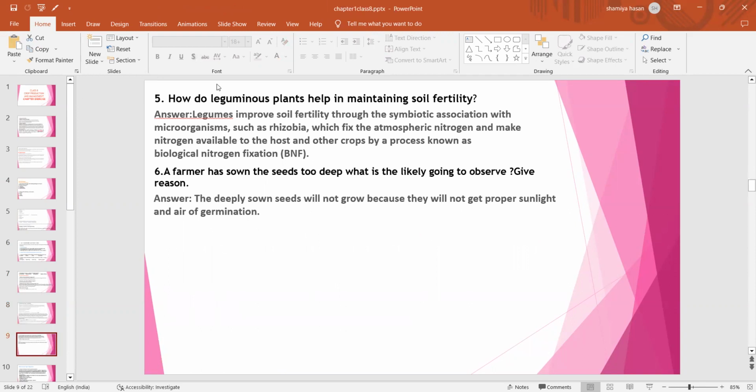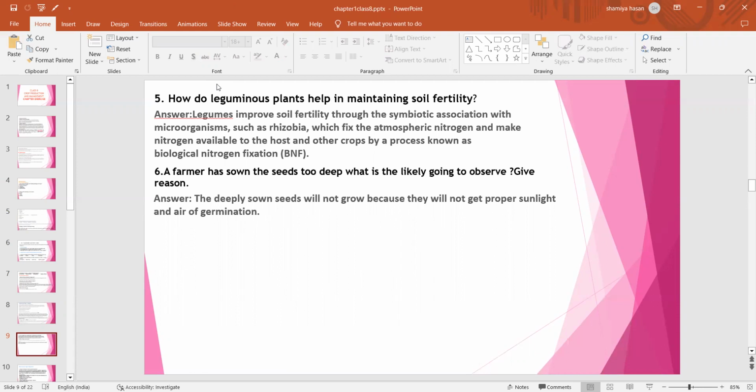How do leguminous plants help in maintaining soil fertility? So legumes improve soil fertility through the symbiotic association with microorganisms such as rhizobia, which fix the atmospheric nitrogen and make nitrogen available to the host and other crops by a process known as biological nitrogen fixation. This question is asked a lot, so please memorize it.